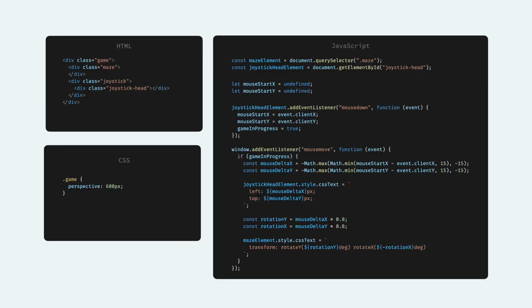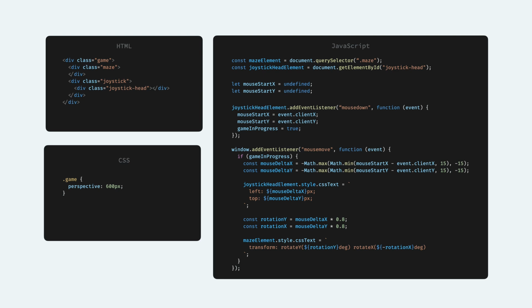Also note here that the vertical movement gives us the horizontal rotation, and the horizontal movement gives us the vertical rotation. So that's not a mistake there, but things are a bit twisted. Then we can simply map these rotation values to the transform style of the maze element.